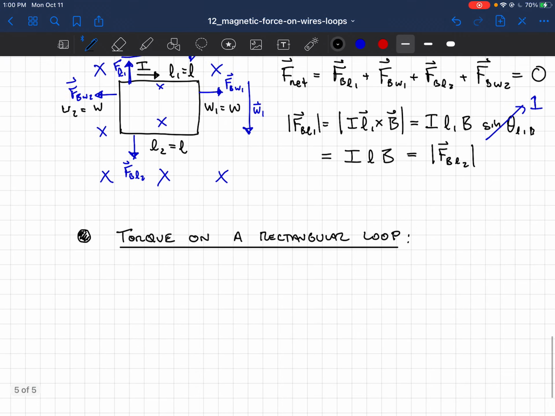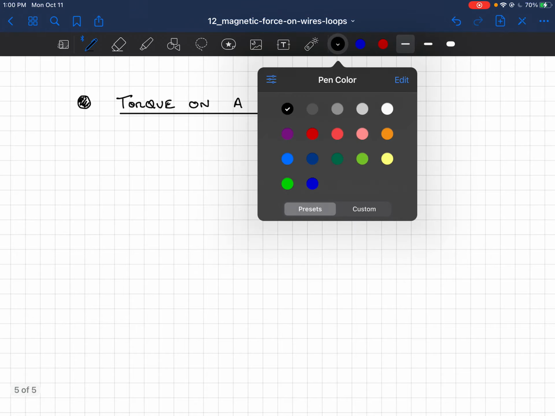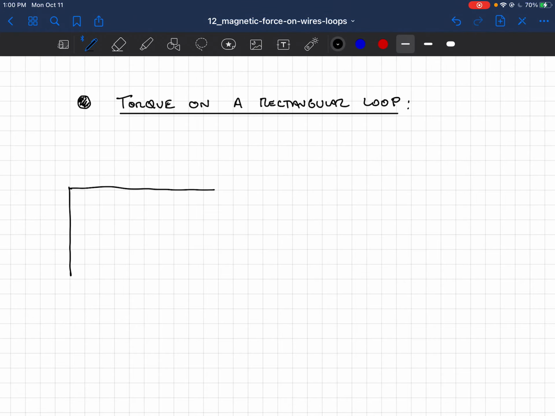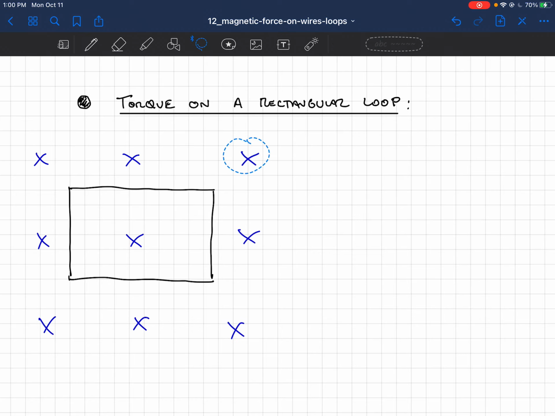Now what about the torque in the same situation? So let's look at that loop again. So again we have a uniform field. Again, we'll assume that the current is just flowing clockwise. And now we want to examine the torque.